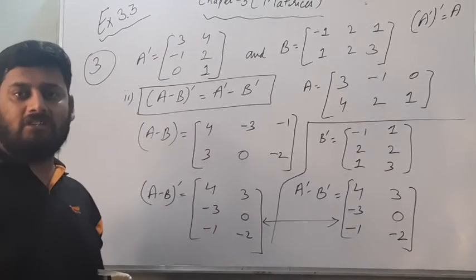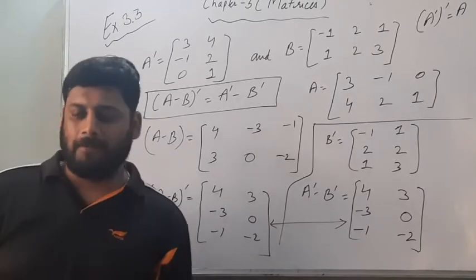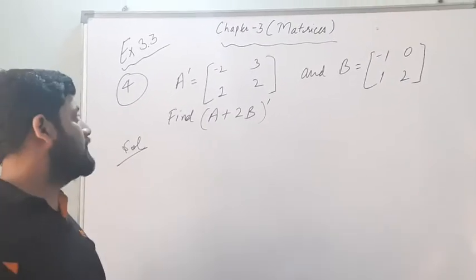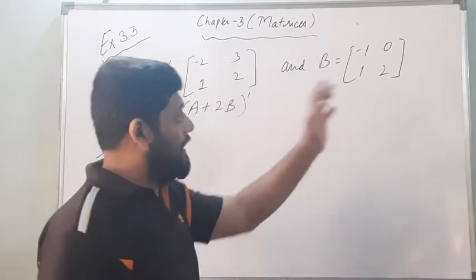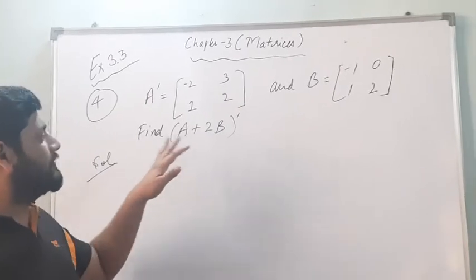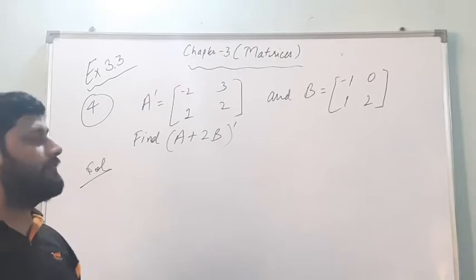Now we'll move to our next question, that is question number 4. So before that you can copy the question. So here is question number 4. What is given in question number 4? A transpose is this and B matrix is this, and what we have to find out? We have to find out the transpose of A plus 2B.